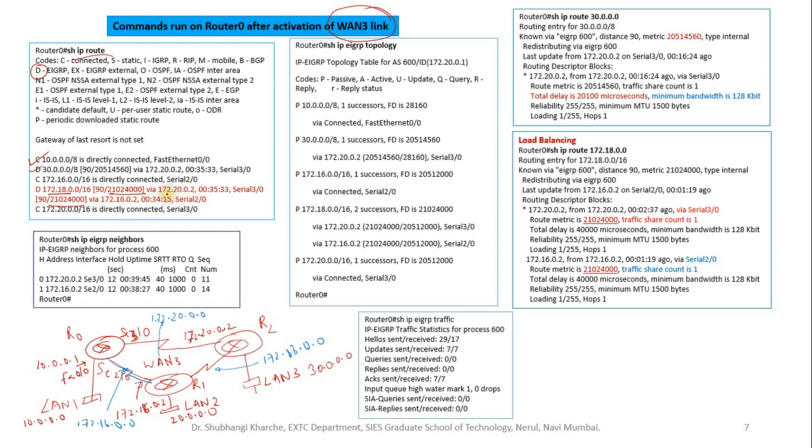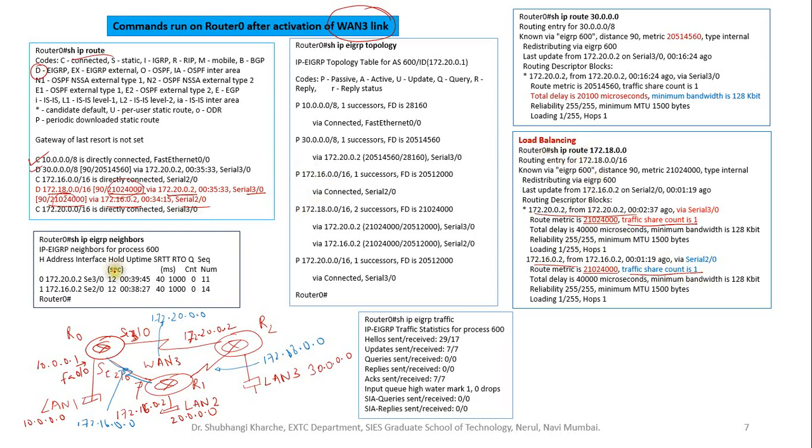Once it is reachable via 170.20.0.2, and the other way it is reachable via 170.16.0.2, via serial interface 3/0 and serial interface 2/0 respectively. Now, since router 0 can reach this network via two different paths but with the same metric, load balancing is done by this router R0. It will send the same amount of traffic, the same number of packets, on both these links. It will perform load balancing on the available alternate links. So here you can see the load balancing is performed by R0.